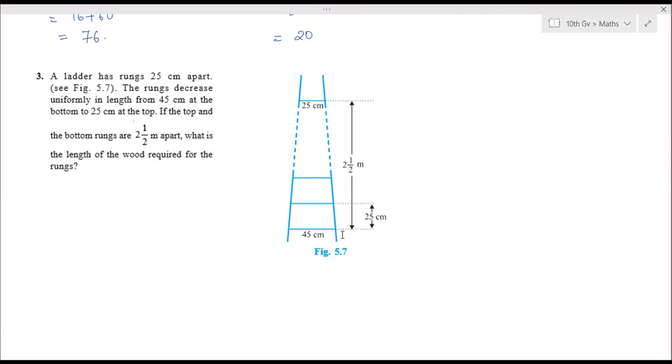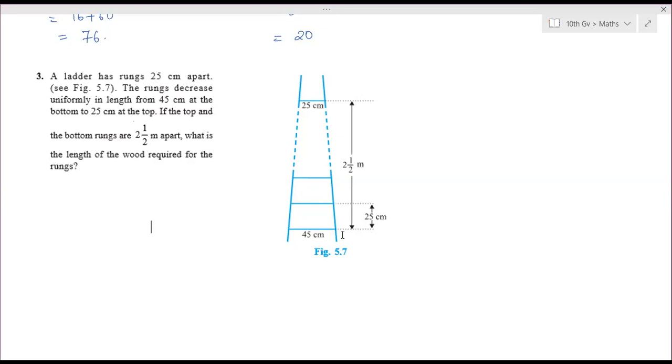Ma'am, so first you should find the number of rungs which are present. Yes, n. So how to calculate? Ma'am, since you said that they're 25 centimeters apart, the total thing is 2.5 meters, maybe 2.5 divided by 25. Ma'am, the 2.5 meters you can convert it into 250 centimeters. How many rungs? Ma'am, 250 by 25 means 10 rungs.